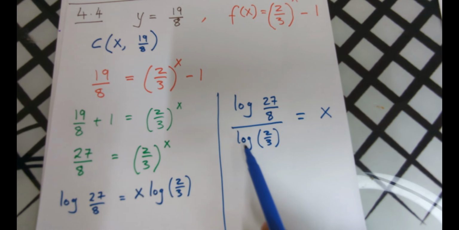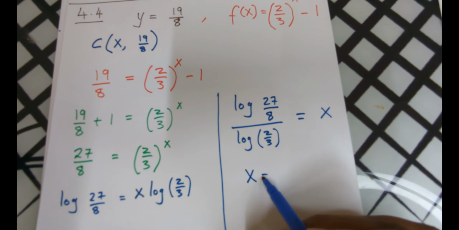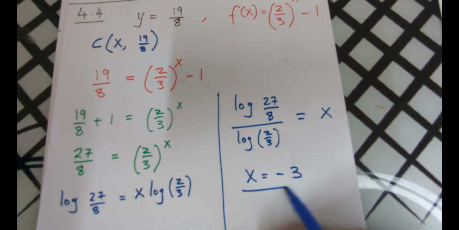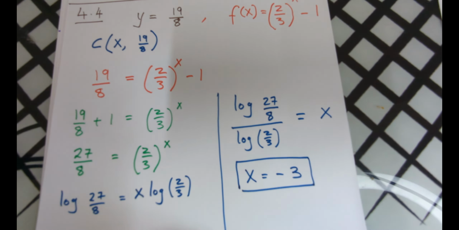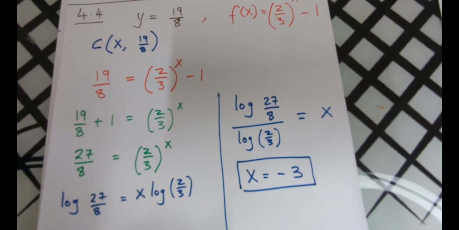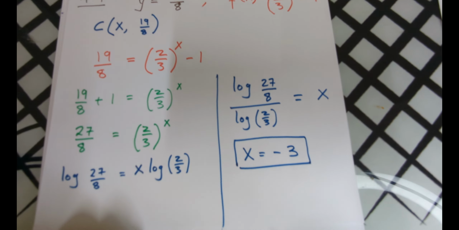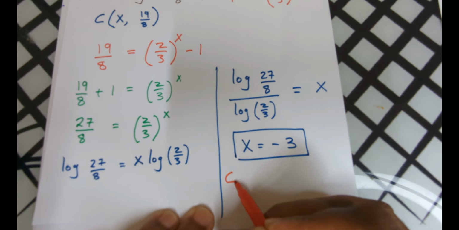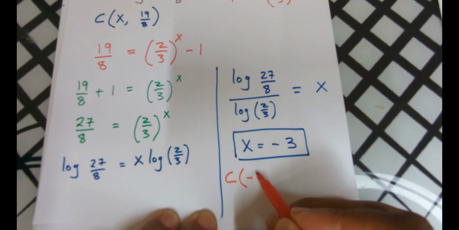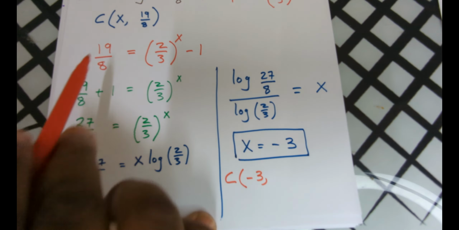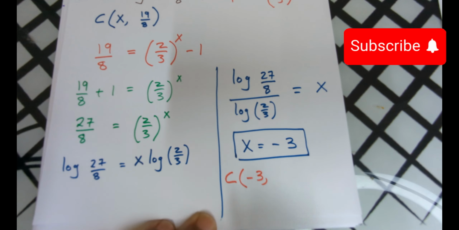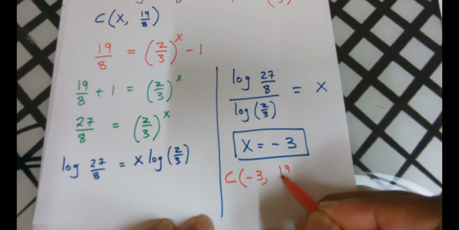Punching this in our calculator will give us x as negative 3. So this is our value of x of negative 3. This means point C has coordinates negative 3 and the y value that we were given, 19 over 8.